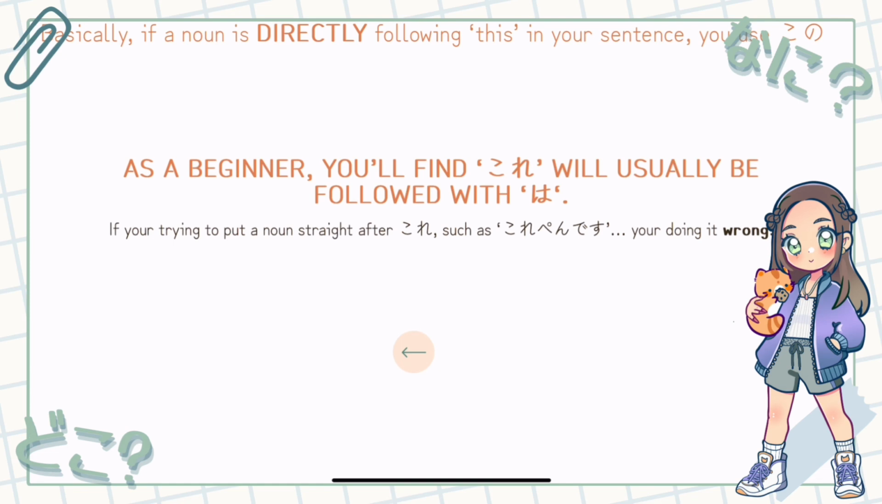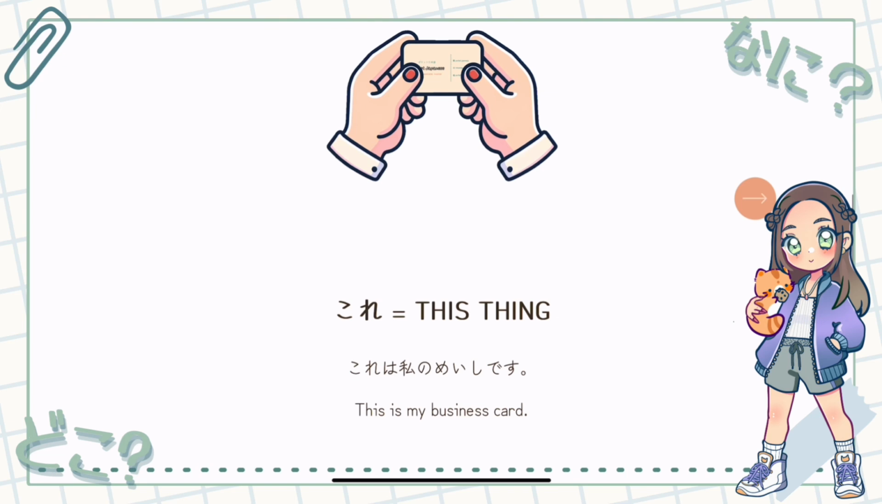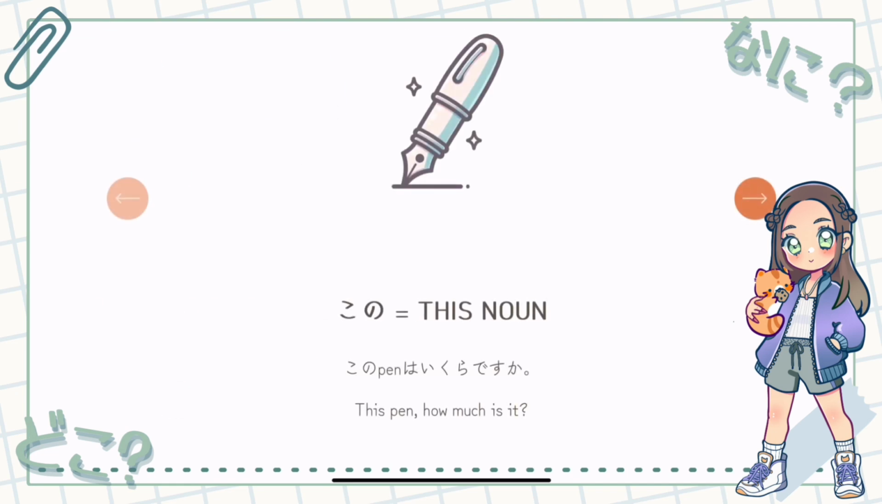So as for this, it's a pen. As for this, it's my lunch kind of thing. That's what we're going for here. Kore is this thing. This thing is a pen. This thing is my lunch. This thing is cute. Kore, this thing. Kore wa watashi no meishi desu. This is my business card, and it actually is cute.